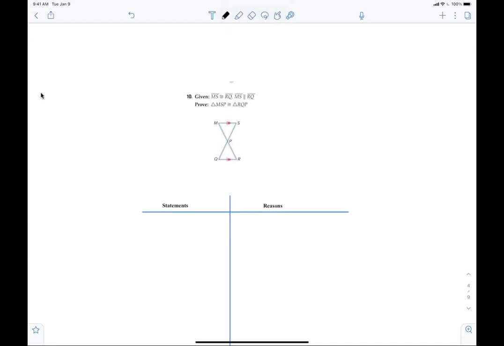Say it again. CPCTC, C stands for what? Corresponding parts of congruent triangles are congruent. That is what CPCTC stands for. Corresponding parts of congruent triangles are congruent.